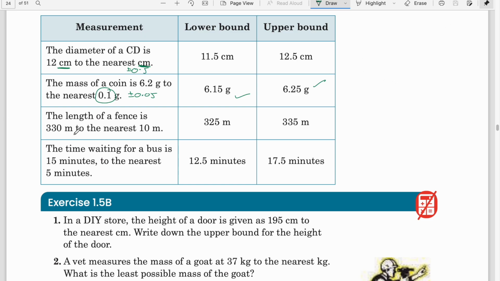The length of a fence is 330 meters to the nearest 10 meters. So nearest 10 means plus minus 5. To the nearest 5 minutes means 2.5 minutes. Getting it?